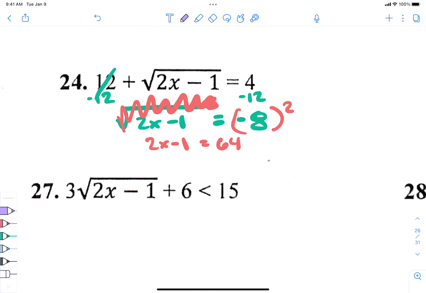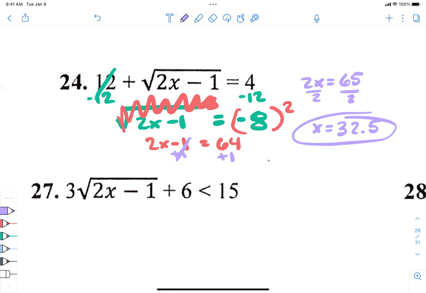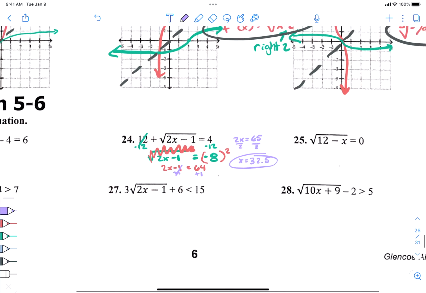Then we've got to add the 1 over, right? So 2x will be equal to 65, and then divide by 2. What's 65 divided by 2? Can you do that in your head? 6 divided by 2 is 3. 5 divided by 2 is 2.5. So 32.5, yeah? Good? You can leave it as 65 over 2. Yes, that would be fine as well. I will take that. I'm okay with that. Good question. Okay, do you want time to do 23 and 25?